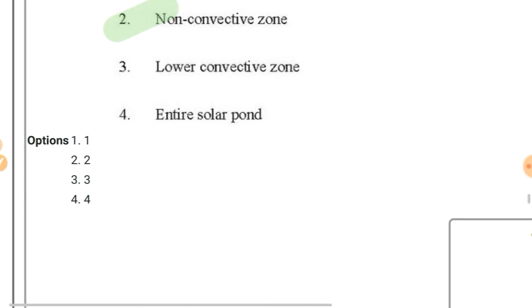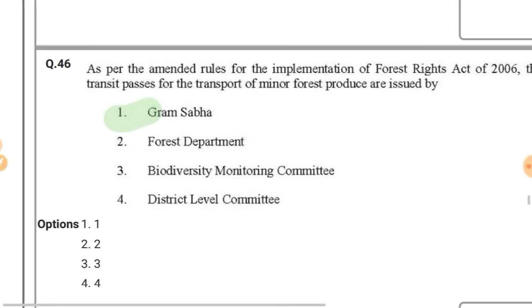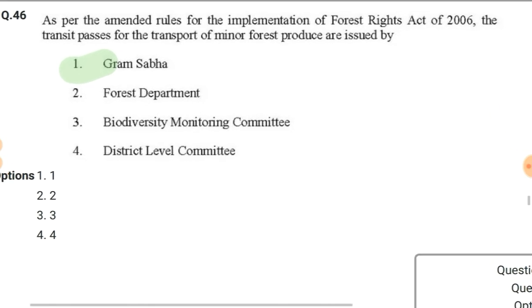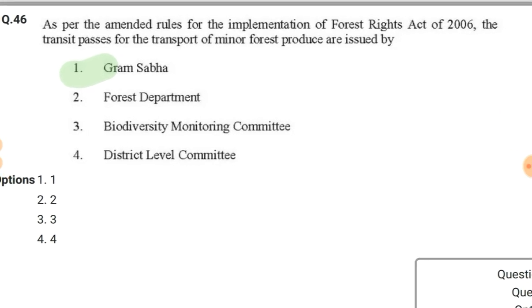Next question. As per the amended rules for the implementation of the Forest Rights Act of 2006, the transit pass for the transport of minor forest produce is issued by whom? It is issued by Gram Sabha.